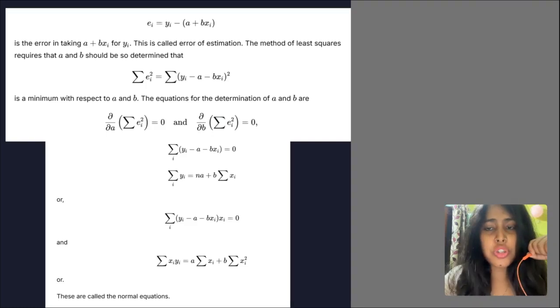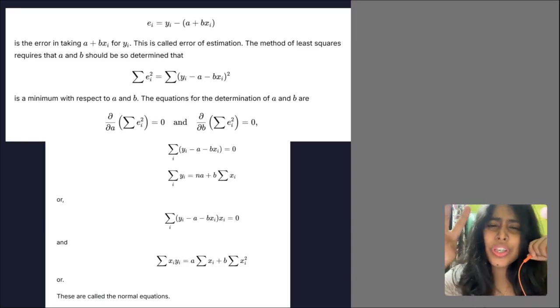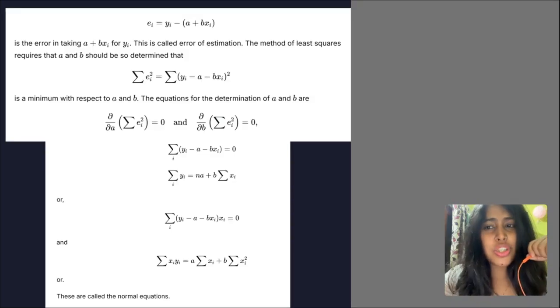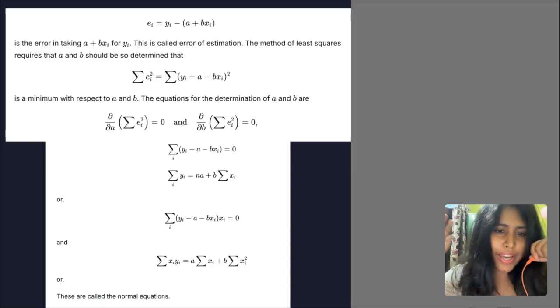By using calculus to minimize that sum of squared errors, we derive these two equations. They look scary, I know that, but they're just two equations with two unknowns, a and b. We plug in our data sums and solve for a and b. This is the math behind the magic.